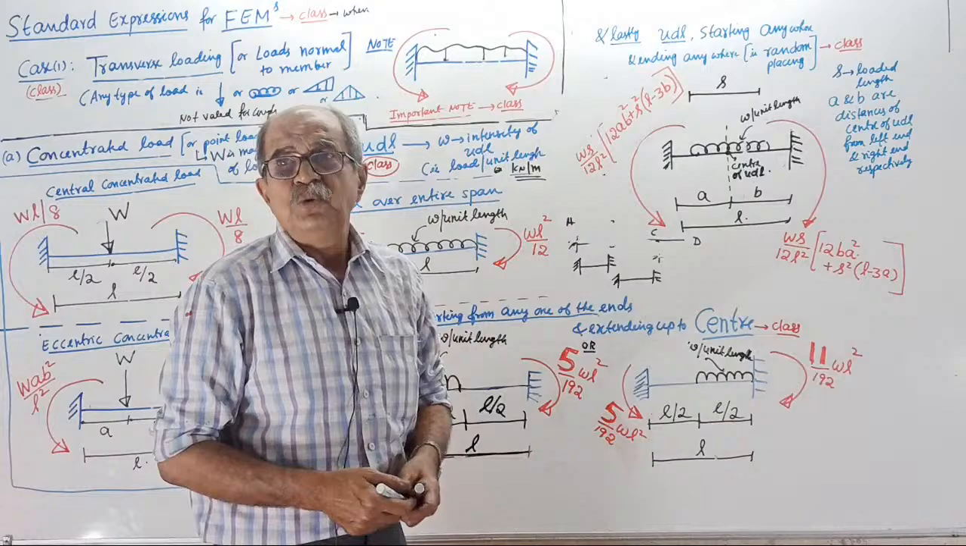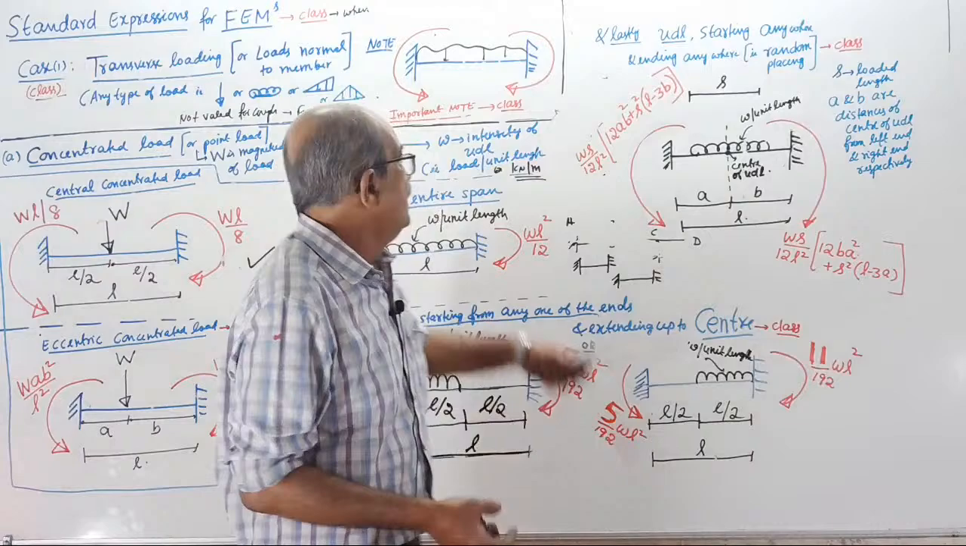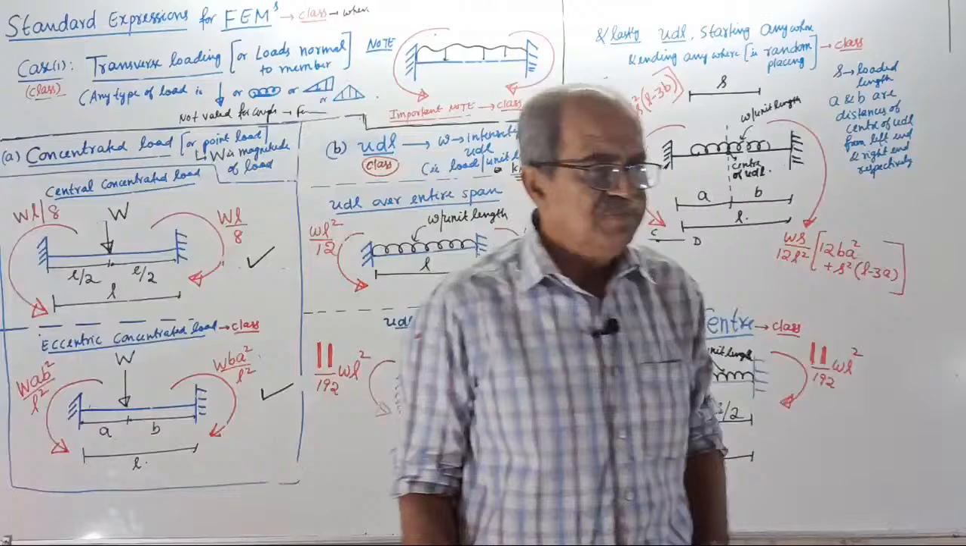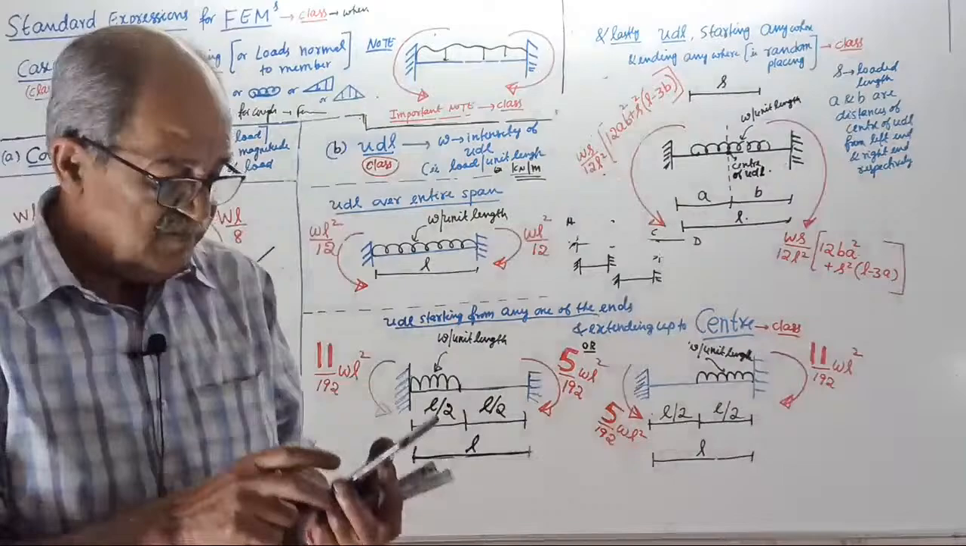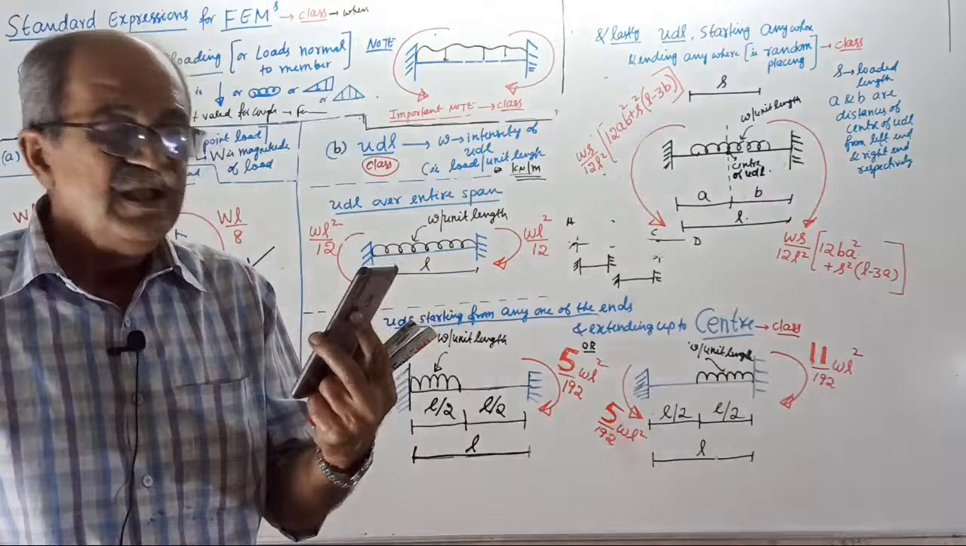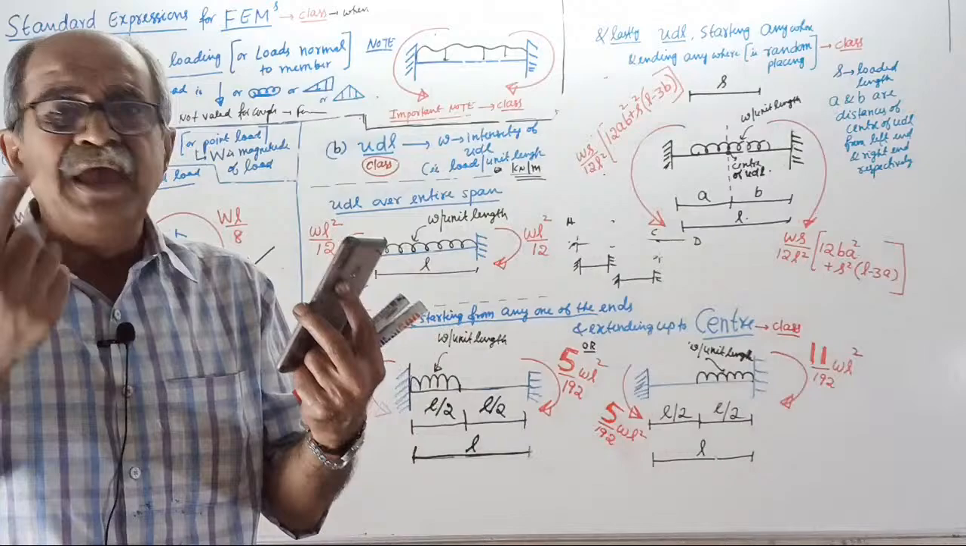In case of UDL and also UVL, both are distributed loads. Yes or no? UDL and UVL, both are distributed loads defined by intensity. I told again and again, defined by intensity W. Intensity is very important. Clear or not? UDL or UVL, both are defined by intensity.